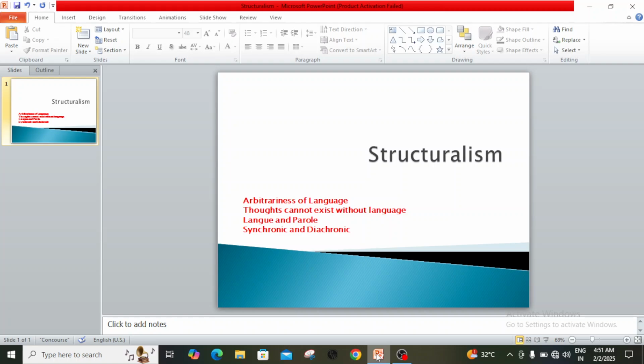The next important feature of Saussurean structuralism is langue and parole. Parole is the individual talking, the individual part of language, but langue is basically concerned with the society as a whole.